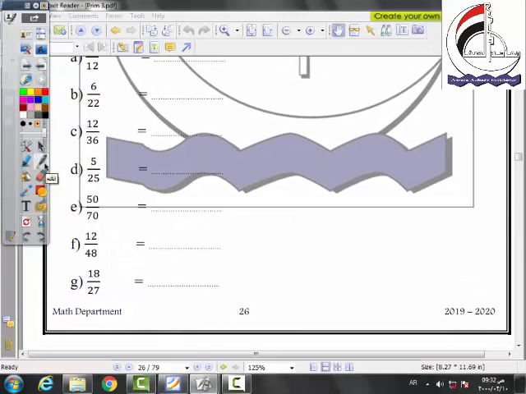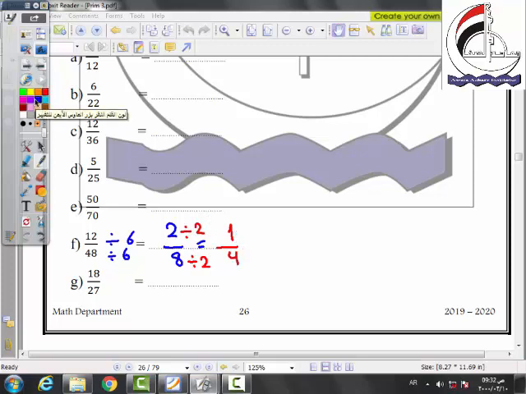12 over 48. What is the common table? Think with me. What is the common table with 12 and 48? We will find 6. Divide by 6 up, divide by 6 down. 12 divided by 6 is 2. 48 divided by 6 equals 8. Is 2 over 8 the simplest form? No, because we have a common table between 2 and 8. We will find it, 2. Divide by 2 up, divide by 2 down. 2 divided by 2 is 1. 8 divided by 2 is 4. Then 1 over 4 is the simplest form of 12 over 48.